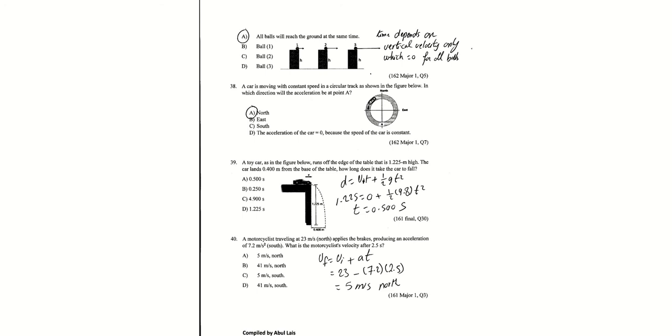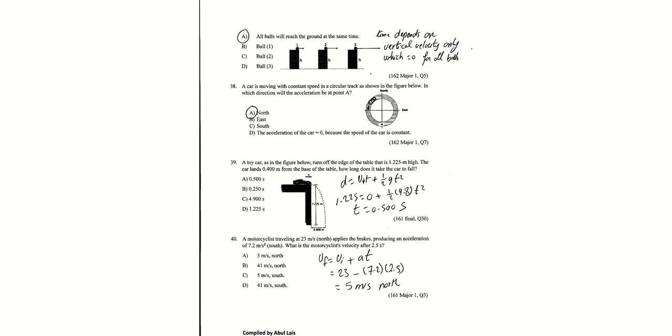Now remember, whenever you move in a circle, you have a centripetal acceleration, and the acceleration is always pointing toward the center of the motion. So from A toward the center of the motion, that will be towards the north.